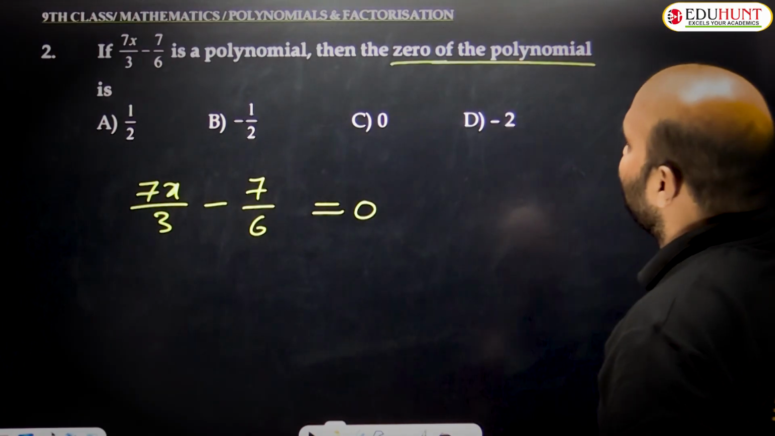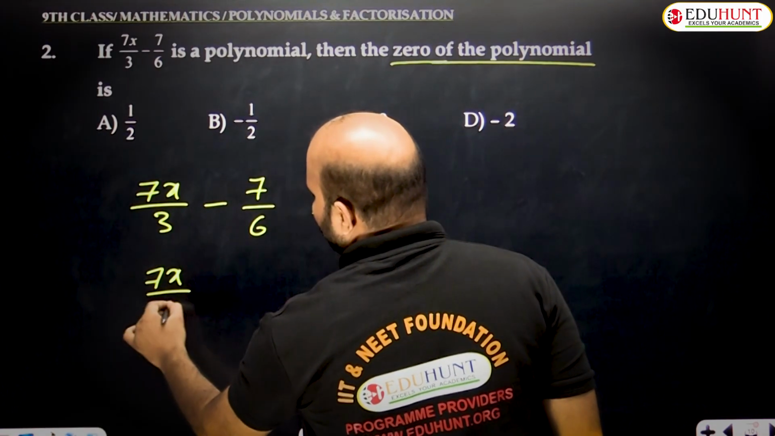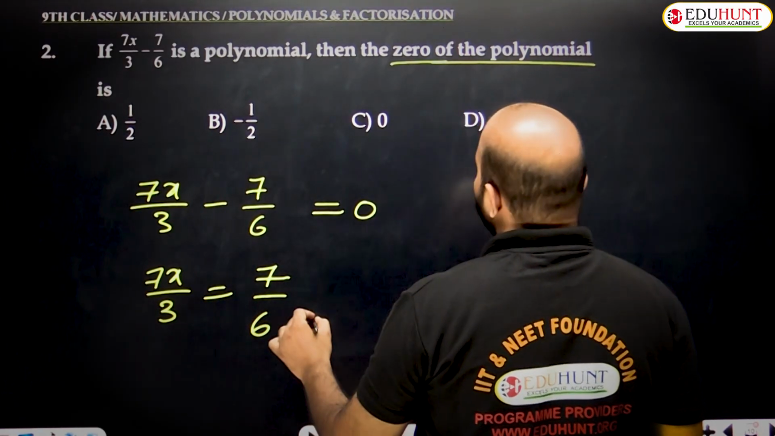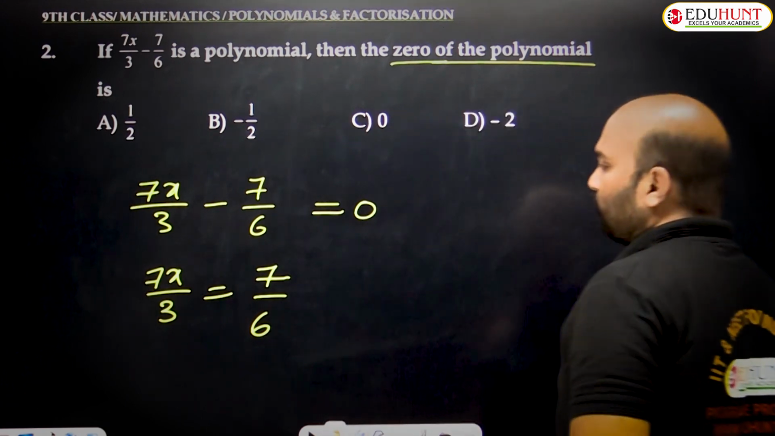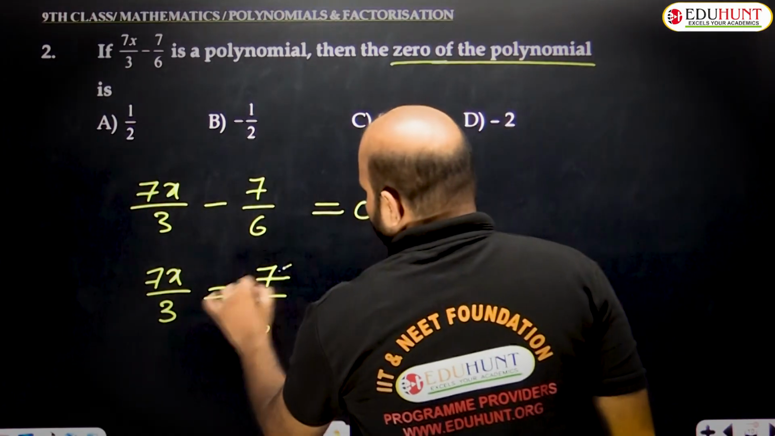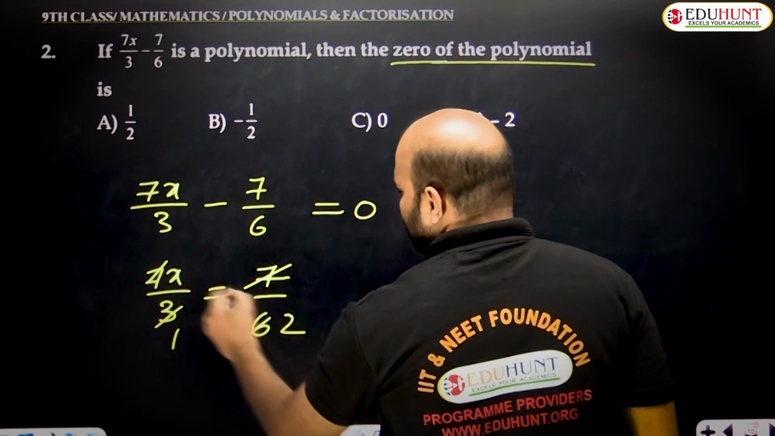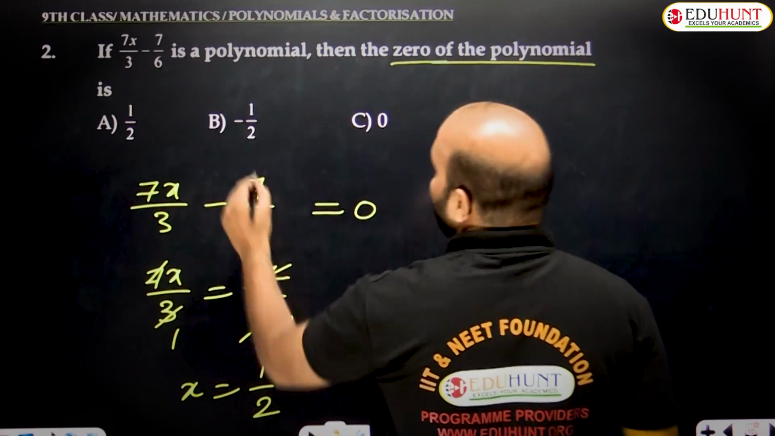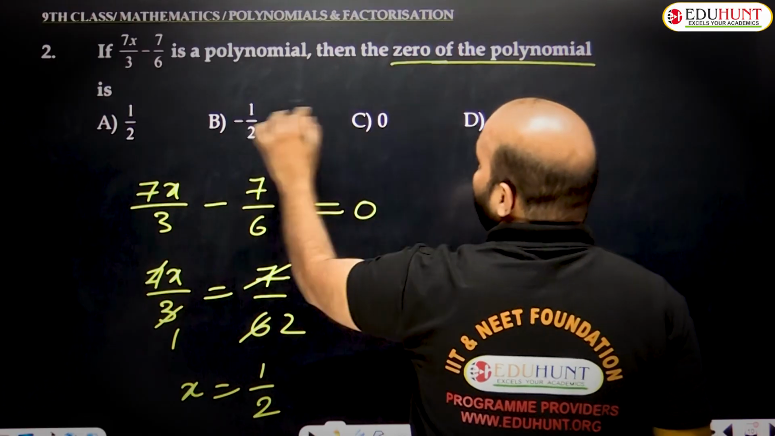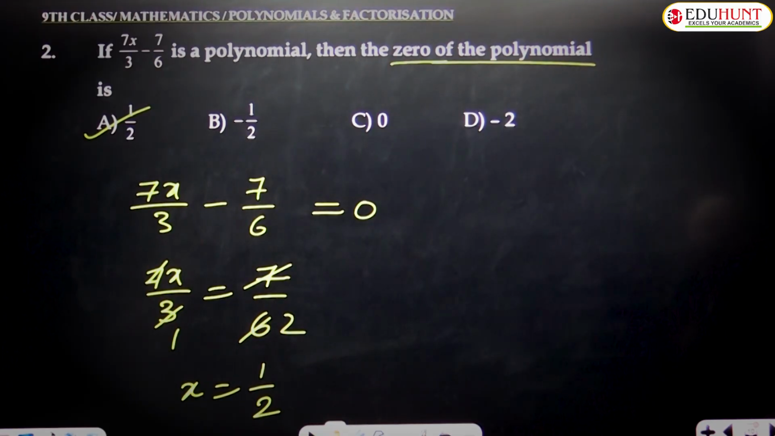So clearly we need to understand. It can be written as 7x by 3 equals minus 7 by 6. Go to the right side, it will become a plus. Am I clear? Yes sir. 7 and 7 cancel, again in the numerator 7 and 7 cancel, denominator 3 ones are 3, 2 threes are 6. So what I am getting is x equals 1 by 2. So here, if 7x by 3 minus 7 by 6 is a polynomial, then the 0 of the polynomial is 1 by 2. So option A is the right answer. Am I clear? So x value is 1 by 2.